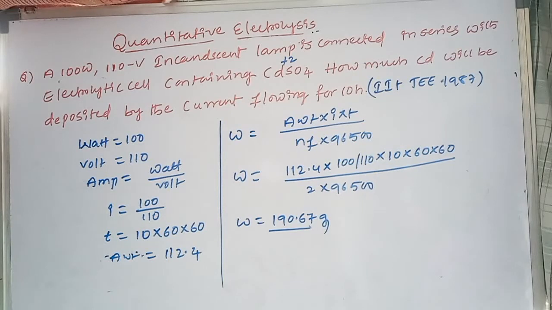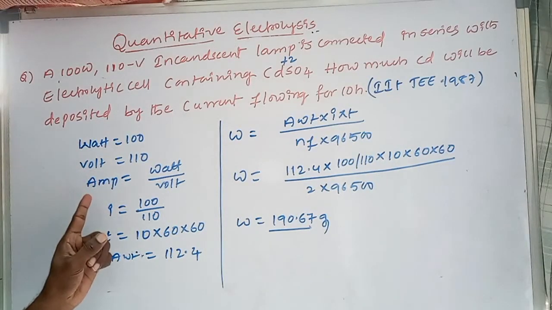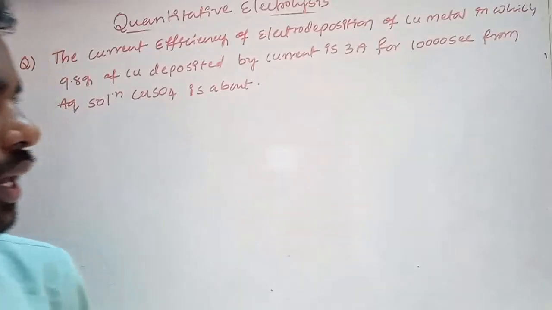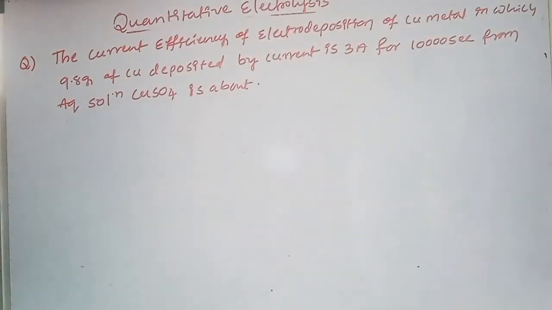In the question they did not directly give the current in amperes. If they have given watt and volt in the question, then what we have to do is ampere equals watt by volt. So here this is the logical question. Okay, next another question, it is somewhat different.